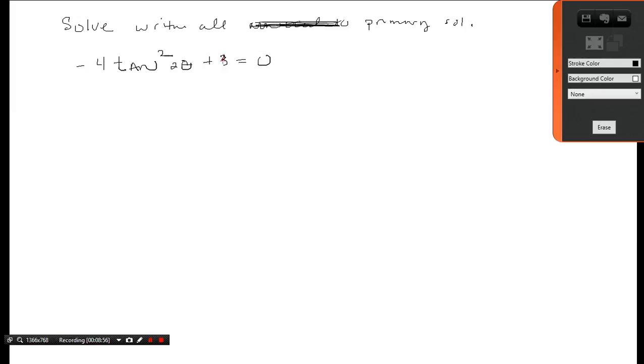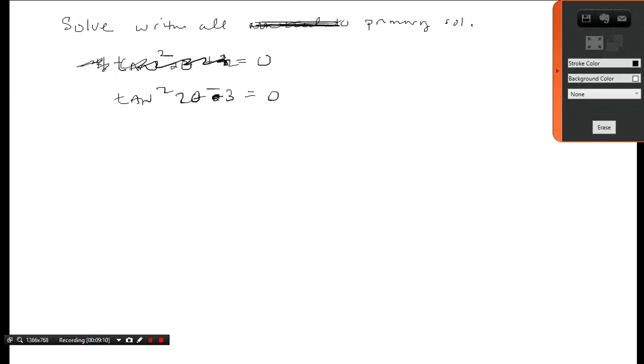Let's make this 3 instead. Let's make this tangent squared of 2 theta plus 3. Just make it a straight even plus 3. No, minus 3 would be better. I know you're probably saying that you don't want to look at me redo the problem, but it's okay. It's good for you.